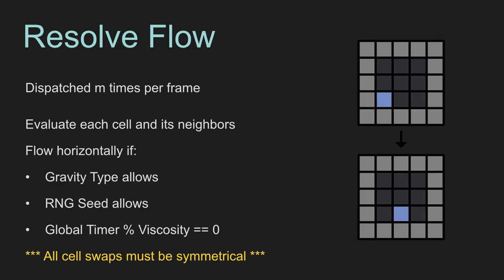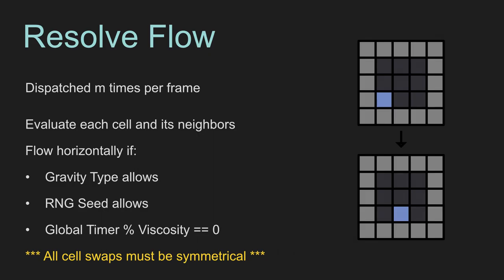I wanted to have variable fluid viscosity. For some fluids like lava, slow settling times is actually desirable. To achieve this, I added a global timer that is used to selectively allow or disallow fluids from flowing. Fluid viscosity is a material-specific property that is stored in an int ranging from 0 to 100. If a fluid has zero viscosity, it doesn't care about the global timer and will always flow if able. If a fluid has higher viscosity, it only flows if global timer mod viscosity equals 0.